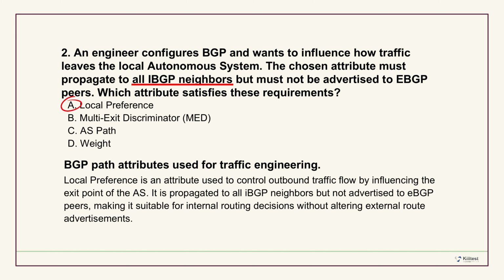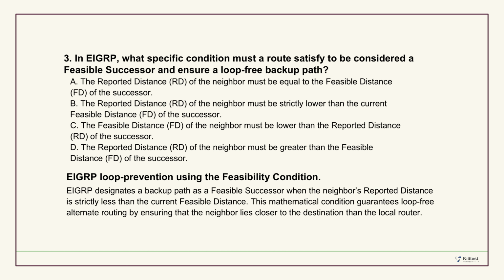Okay, so we've covered trusting routes and influencing traffic. But what happens when the network itself starts to doubt its own choices? You need an ironclad guarantee against routing chaos. And that brings us to the core mathematical rule of reliability in EIGRP loop prevention.